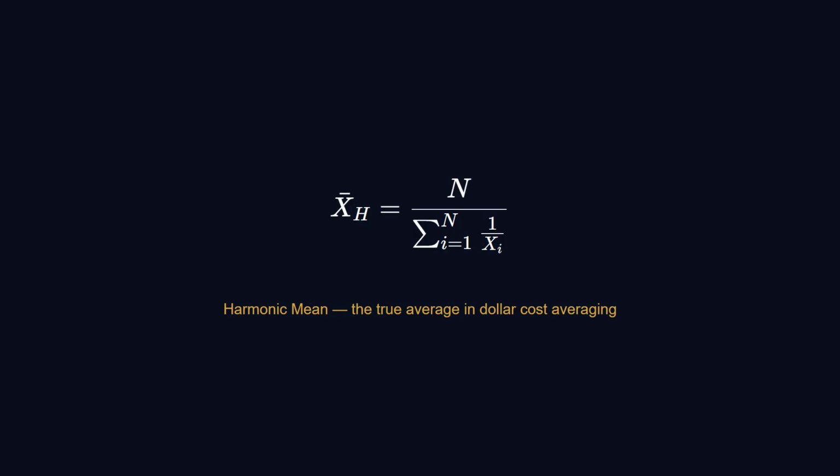Dollar cost averaging. When you invest a fixed dollar amount at regular intervals, like $1,000 per month into an index fund, the harmonic mean gives you the true average cost per share, not the arithmetic average of the prices, the actual cost you paid.